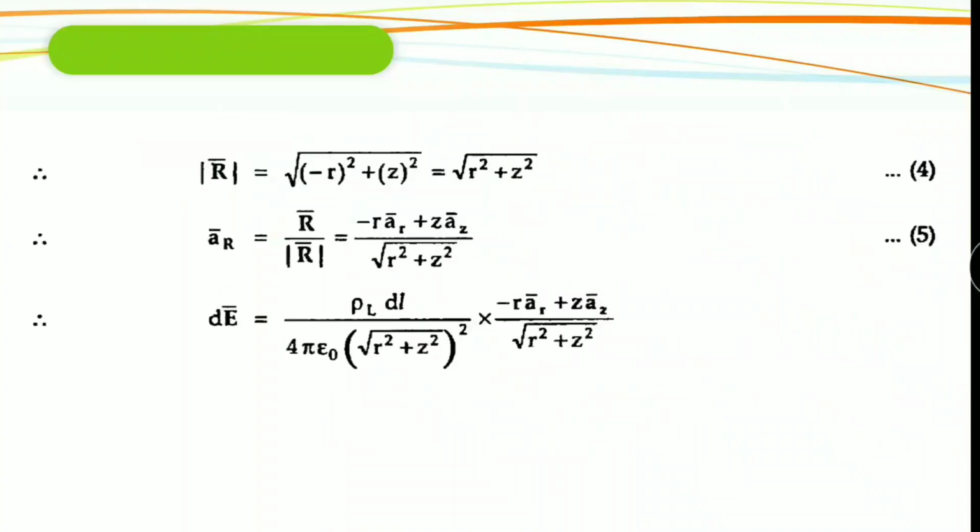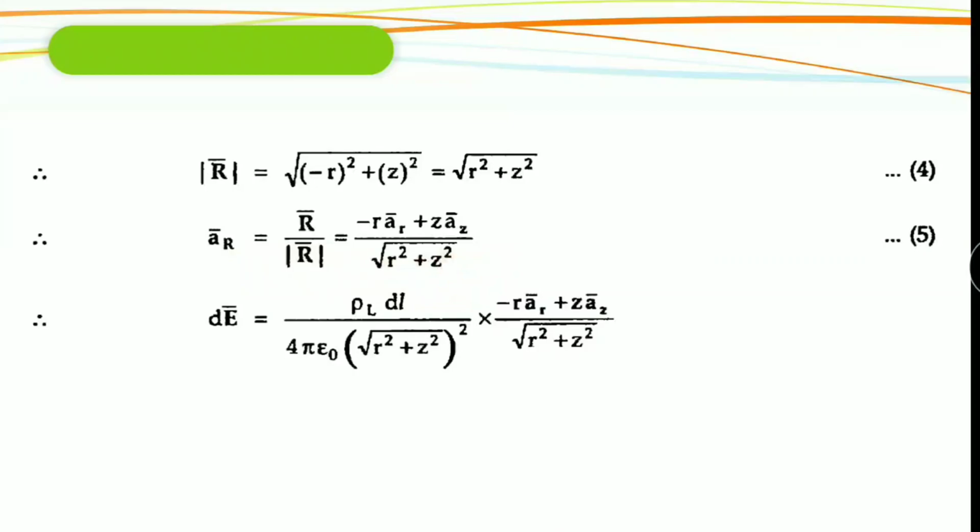Now according to the definition, dE bar is equal to dq by 4 pi epsilon naught R square a R bar. Now substitute the values here. The dq value is rho L dl, over 4 pi epsilon naught as usual, and the R square value is the square root of r square plus z square, whole square, and the unit vector value is minus r a r bar plus z a z bar divided by the square root of r square plus z square.